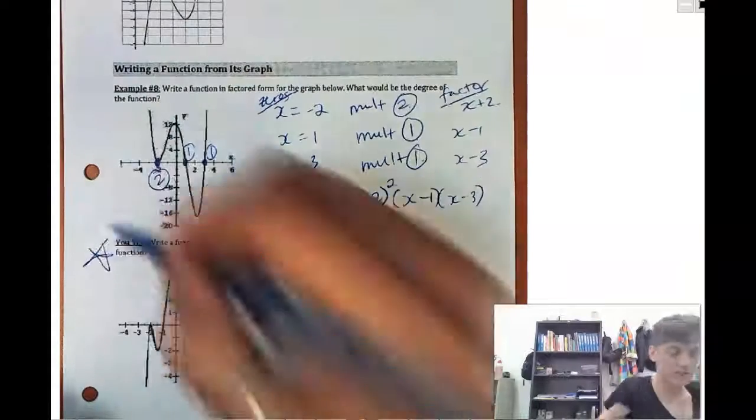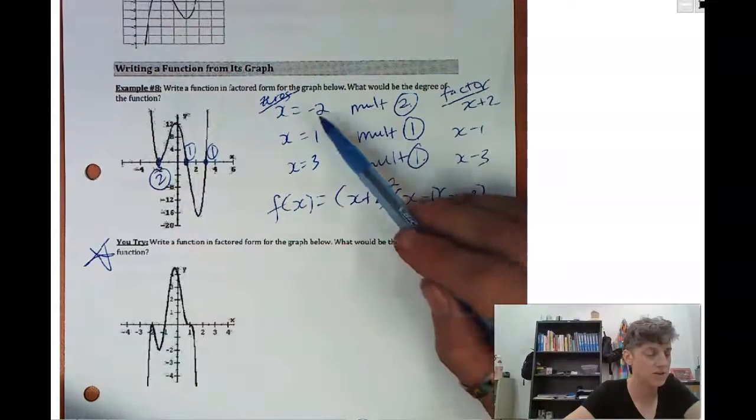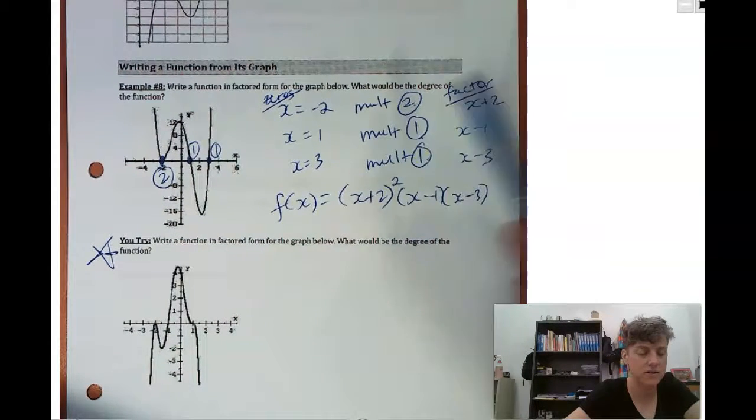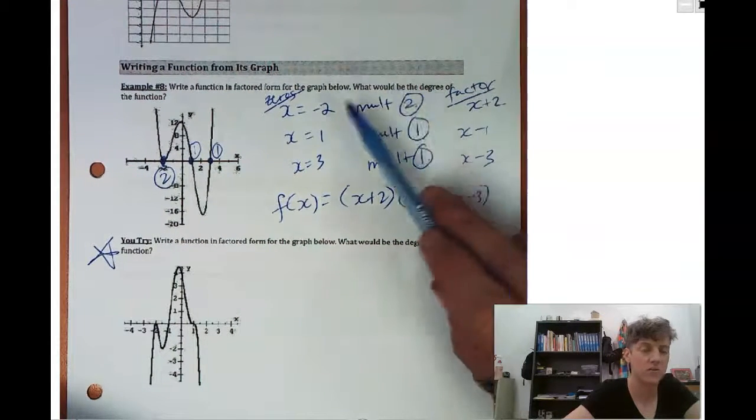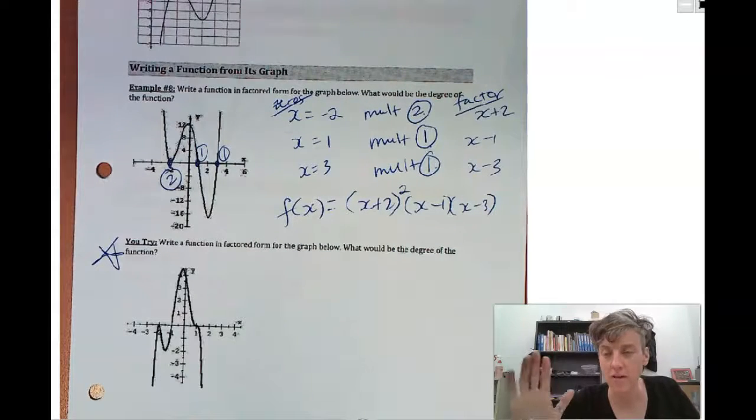All right, last one is for you. Same idea. Find your zeros, their multiplicities, figure out the corresponding factor that goes with that 0, and write out your function. All right, that is it, scholars.